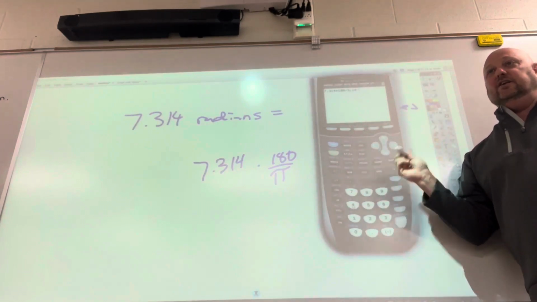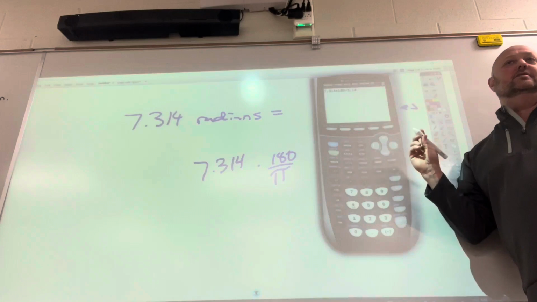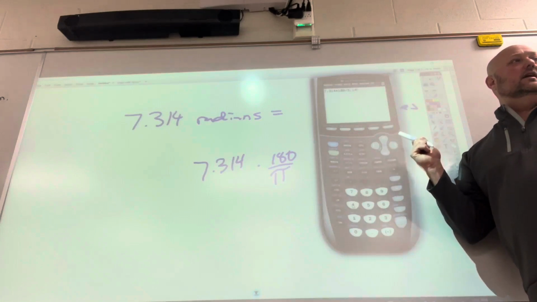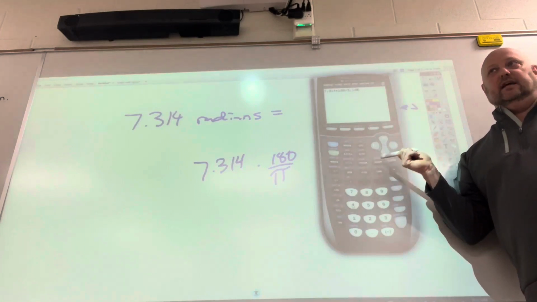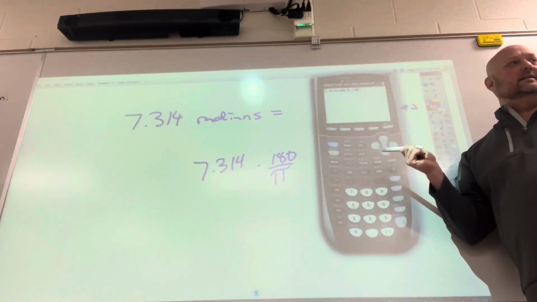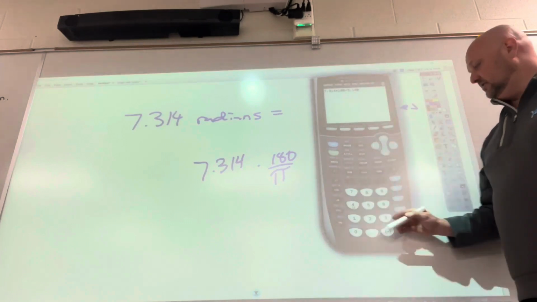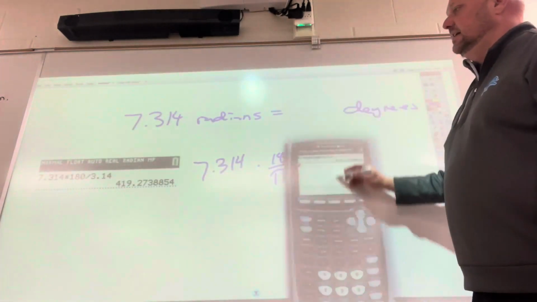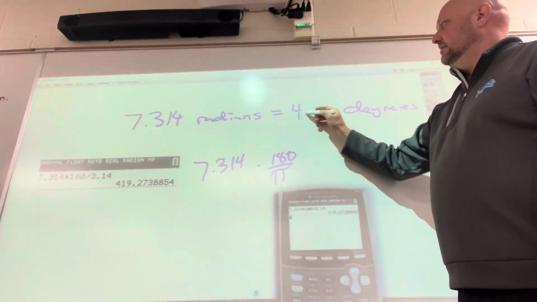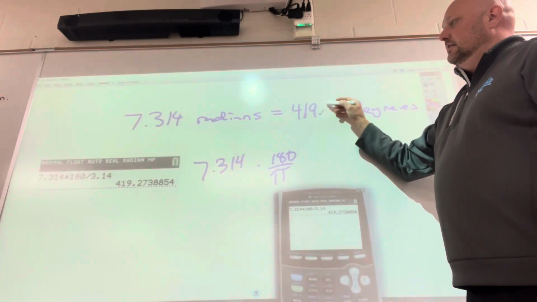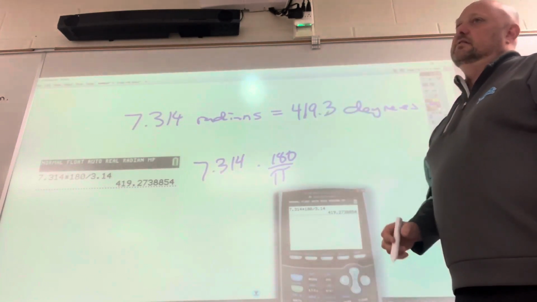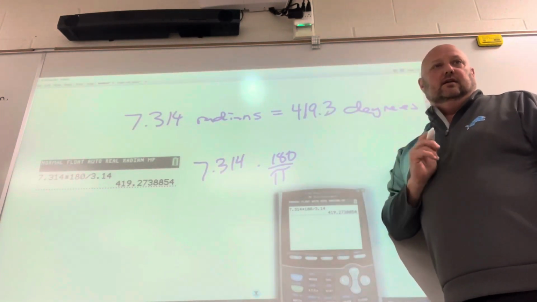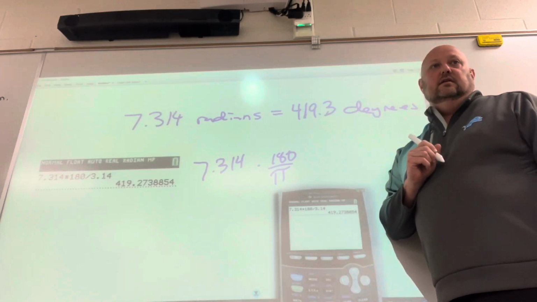Generally speaking, they use 3.14 as much as possible on the test. That way, anyone with any basic calculator can do this calculation. And that's your answer. The answer would be 419.3 degrees. So, you do it the exact same way, no matter the radian.